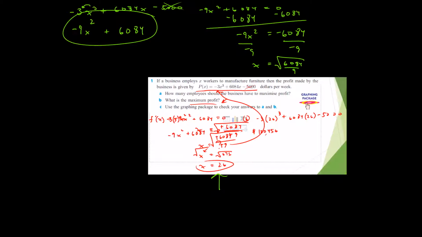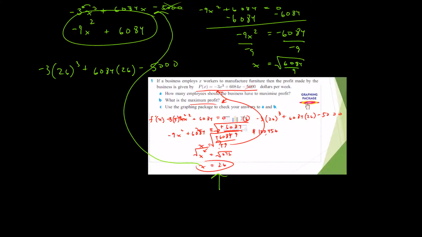So at this point, we need to take our x value of 26, and we're going to plug it back in, not into the derivative. We're going to plug it back into the original equation: negative 3 times 26 cubed plus 6084 times 26 minus 5000. From there, you should be able to find that when you work it out, you should come up with the same answer, $100,456. Now, this is your actual profit.